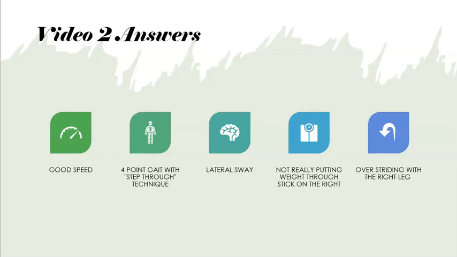You want to correct the motor skills of overstriding. Overstriding on the side that's amputated is very, very common. So we want to make sure that your step length is equidistant, equal distance. That's going to be a real game changer for that individual.